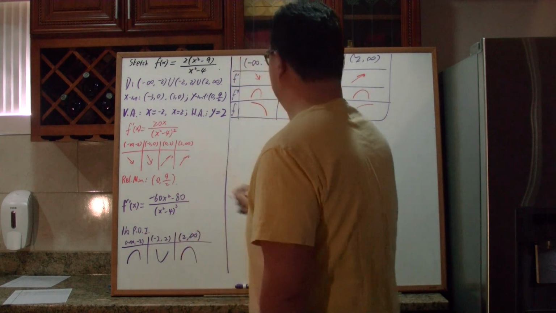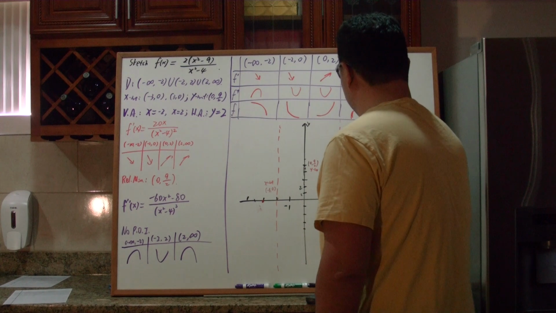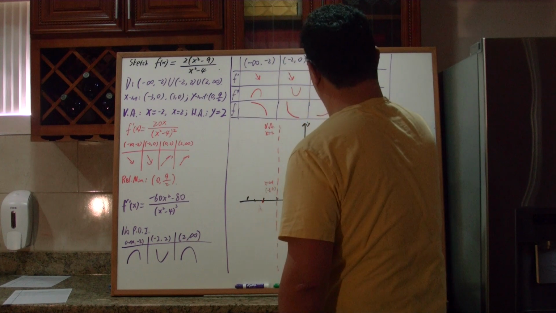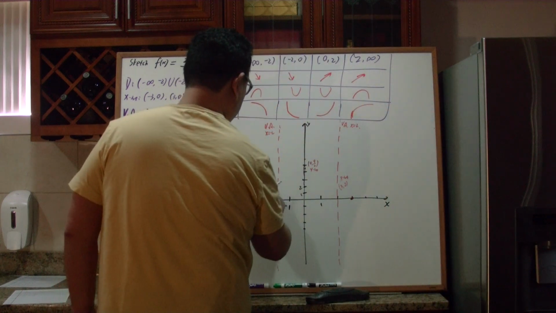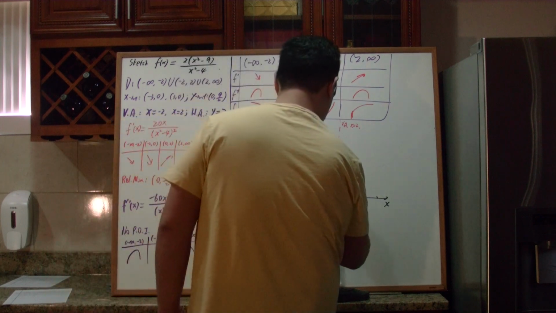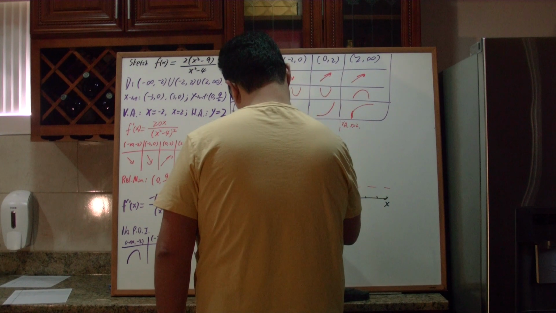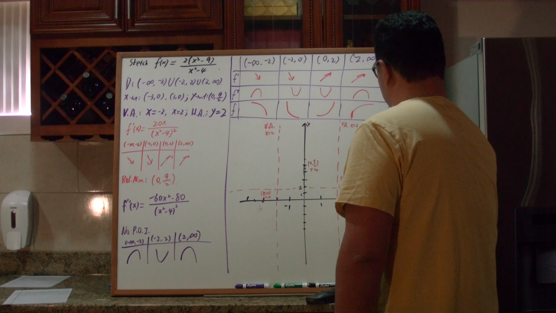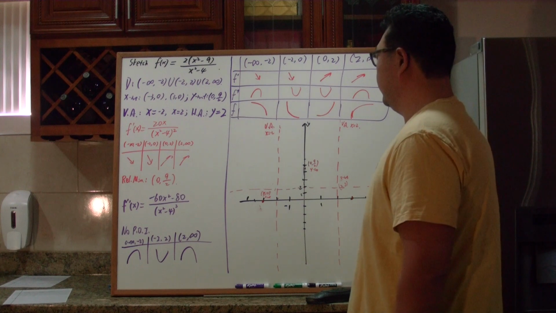We also have the vertical asymptotes at x equals negative 2 and x equals positive 2. Right, those are vertical asymptotes. And the horizontal asymptote at y equals 2. Right, that's the information for the negative and the positive. And then finally we draw the pieces of the curve.